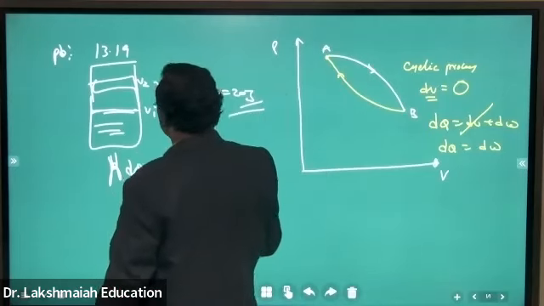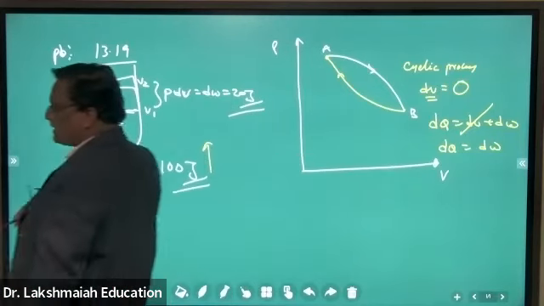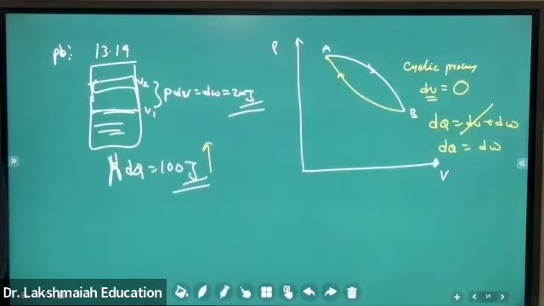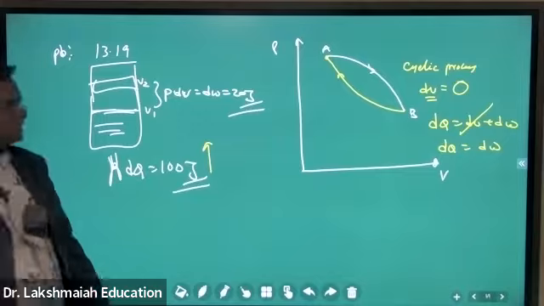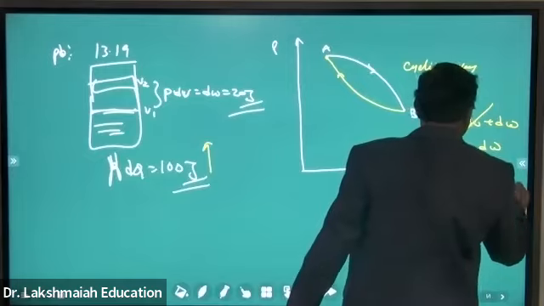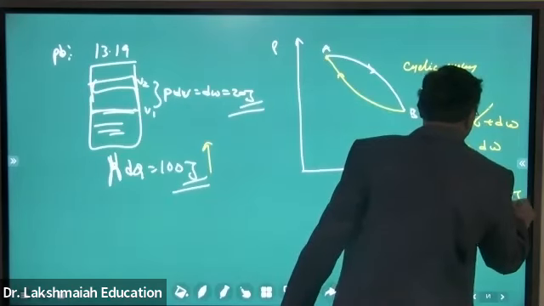But heat is given to the system, 100 joules. So work done by the system is negative. So work done is equal to minus dQ. Why? Because here the work is done by the external agency against the field. That is minus 100 joules. So work done is equal to minus 100 joules.